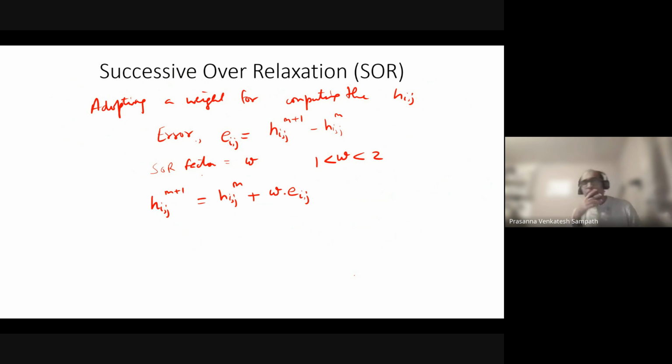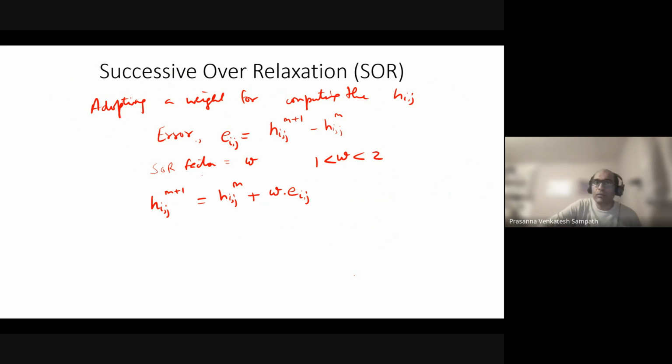Right. So now when you look at this equation, it is a little puzzling, because I have defined e at i comma j using h i j at m plus 1. Then how can I use e to compute h i comma j at m plus 1? Doesn't seem right, something seems wrong. Well, it's not wrong. We'll work it out. Don't worry. Now let us remember how we defined this h of i comma j at m plus 1.